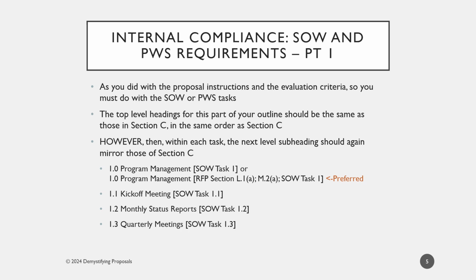So within program management, the first three things they asked us for in this example were a kickoff meeting, monthly status reports, and quarterly meetings. So our subsections of program management level 1.0 were 1.1, 1.2, 1.3: quarterly meetings, monthly status reports, kickoff meeting.